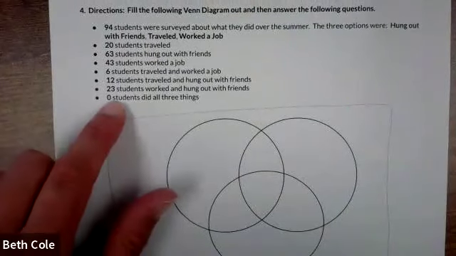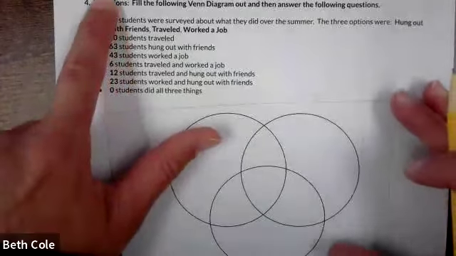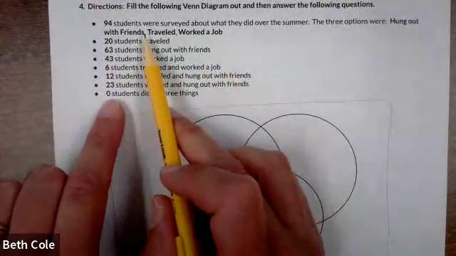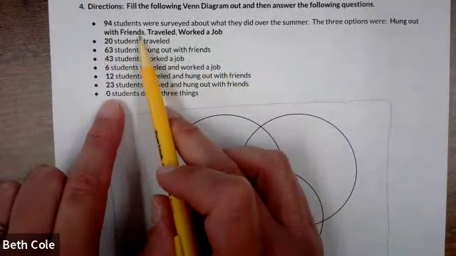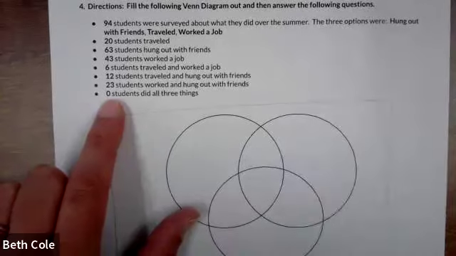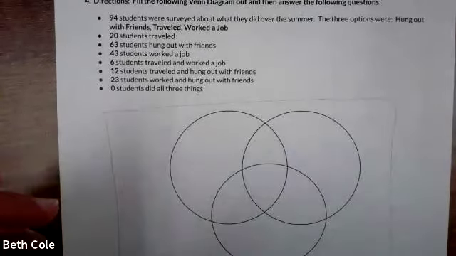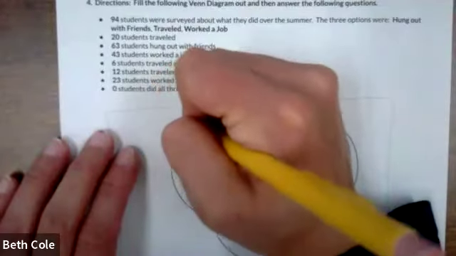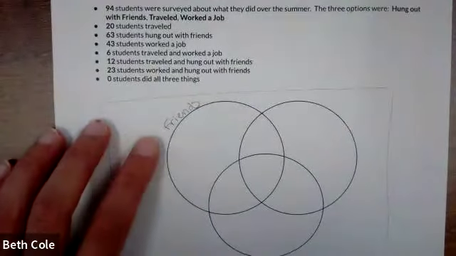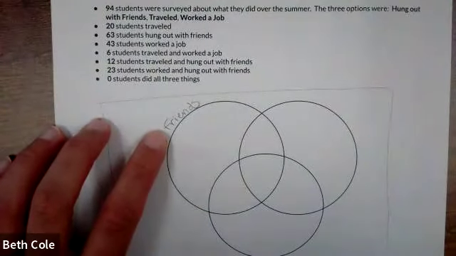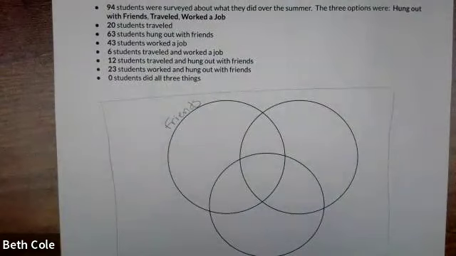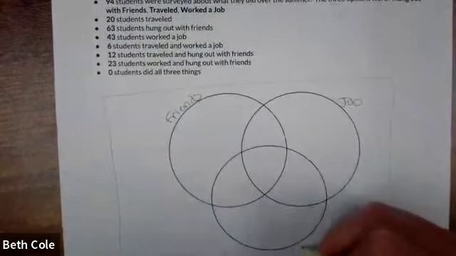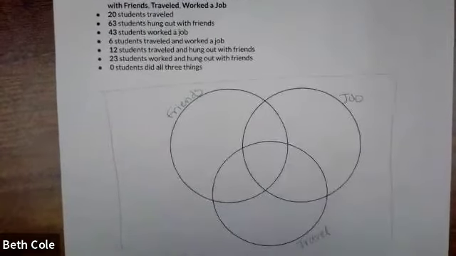And I'm going to kind of start at the bottom and work my way back. Okay, so we're looking at students that did 3 things: hung out with friends, traveled, and worked a job. Oh, so actually, first we have to label the circles before we do anything else. So hung out with friends, let's just call that friends. So label one circle friends. What would another circle be? Job, and then travel. Yep.